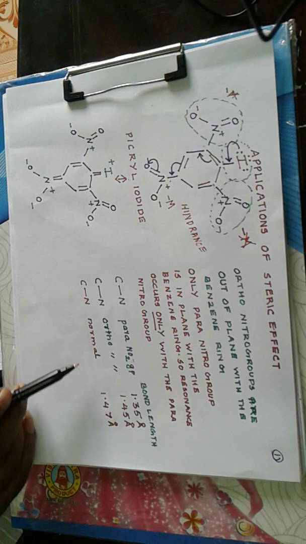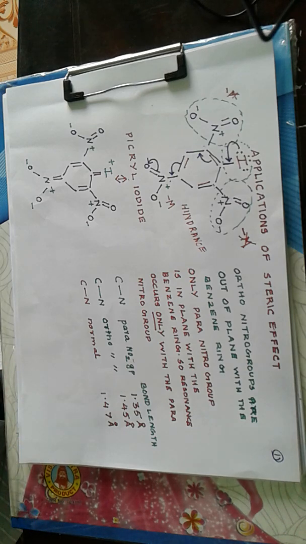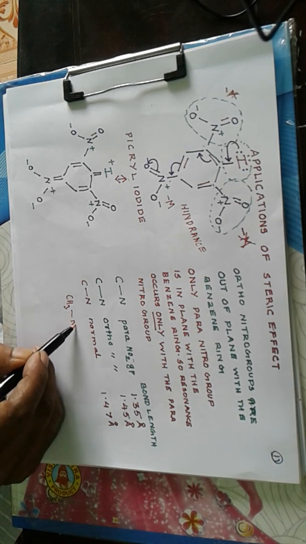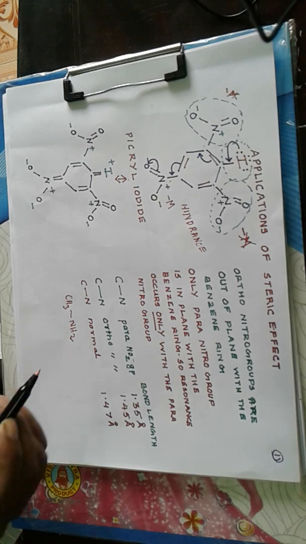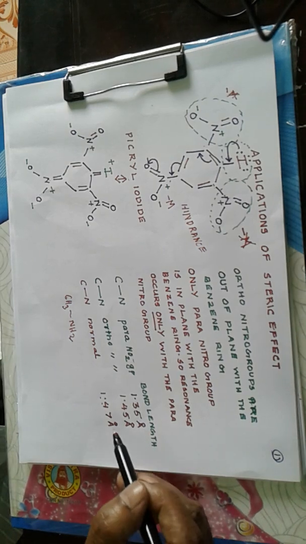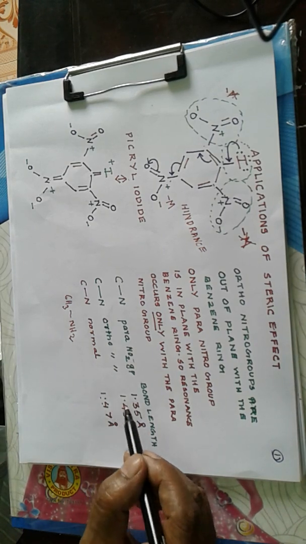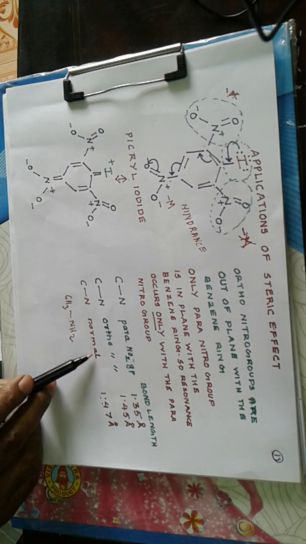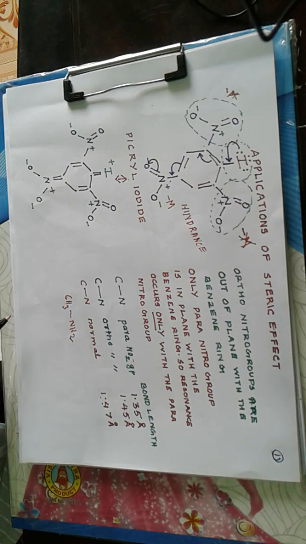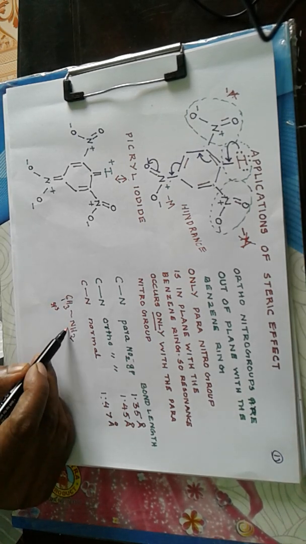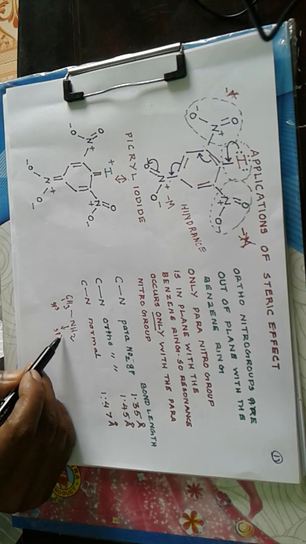And the normal CN bond length, as in a primary amine, for example CH3NH2, here the carbon to nitrogen bond length is 1.47 angstrom. And here, in the case of the ortho isomer, even though mesomeric effect is absent, the bond length is slightly less, 1.45 angstrom, because in the normal CN bond length measured in this molecule, this carbon is sp3 hybridized and this nitrogen is sp3 hybridized.